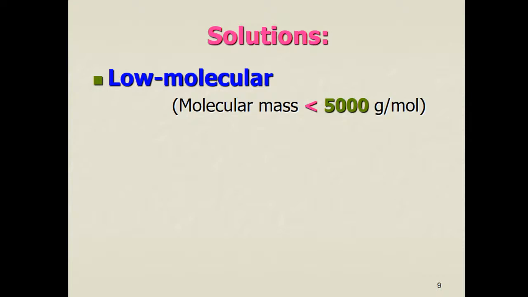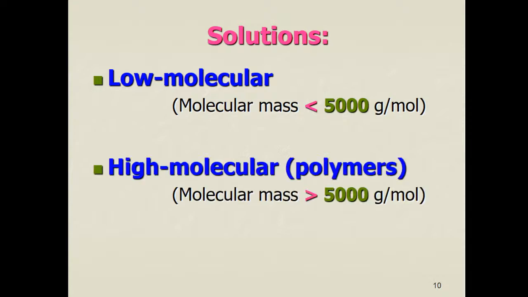According to the molecular weight of the solute, all solutions can be classified into low molecular and high molecular, known as polymers. If the molecular weight is less than 5,000 grams per mole, they behave in a different way. Molecular mass is quite low. Usually we deal with solutions with a weight much lower than 5,000, such as organic salts, acids, bases. They follow this rule and they give a set of properties.